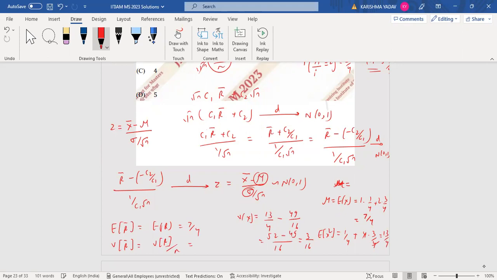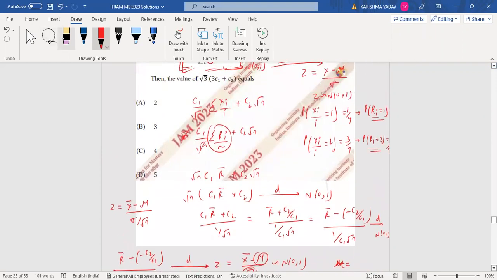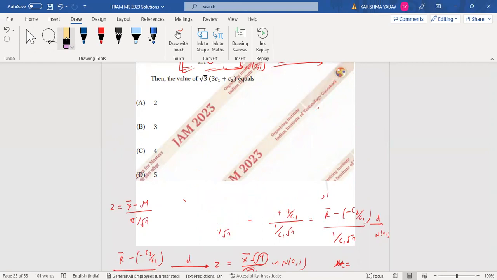Variance of r bar by n. In the mean it will be sigma square by n, so this will be 13 by 4 by n. Okay, so let's just erase some things. Now what do we have to do? We have to compare the results that we are getting, and then the two equations are formed, and by putting the values in these two equations we get our corresponding result. Okay, let's see it.